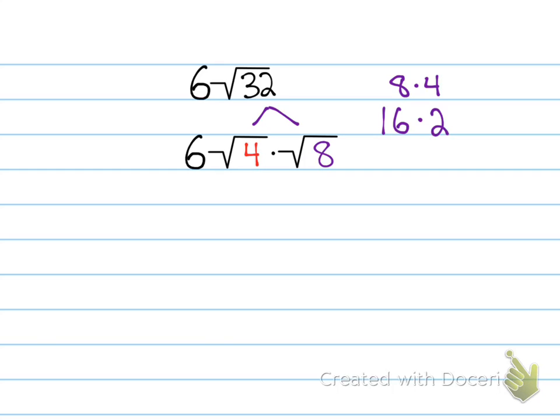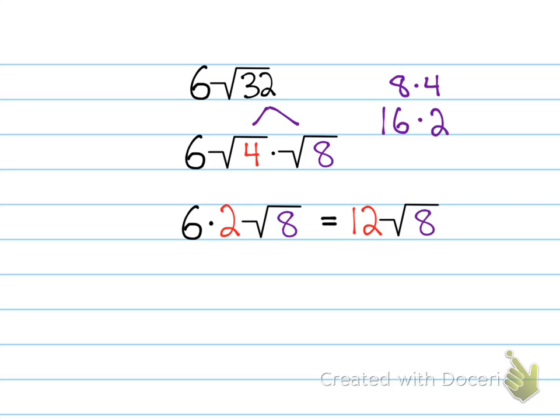And I could have written this the other way. I could have written 6 times square root of 8 times square root of 4. It doesn't really matter what order I write that down. So let's go ahead and fix this square root of 4 that I know to be 2. So now I've got 6 times 2 times the square root of 8. Let's go ahead and do our multiplication. 6 times 2 is 12.